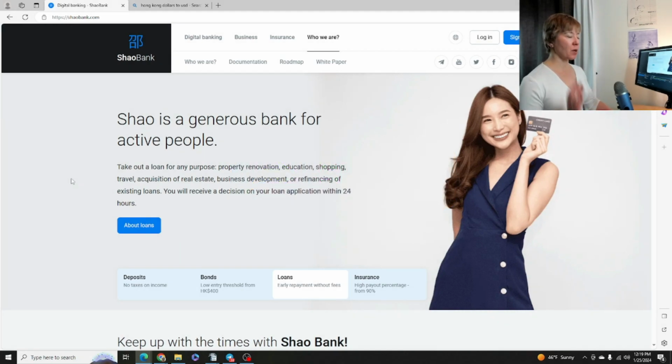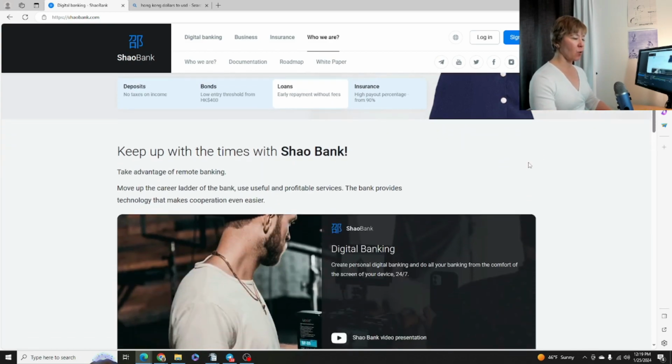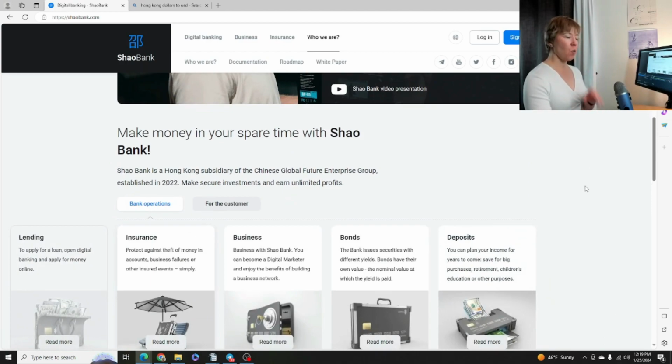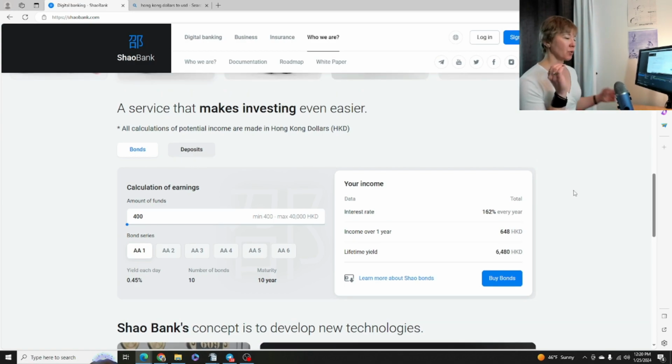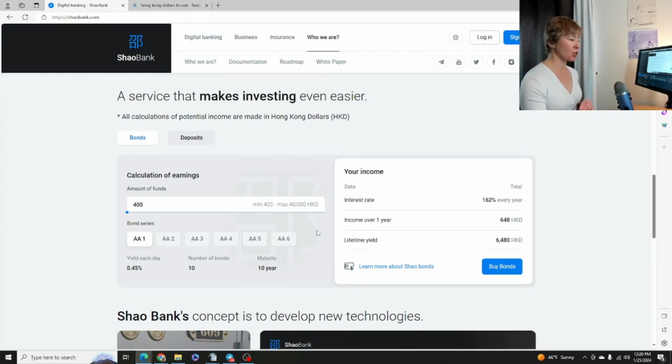So we are at the homepage here, where I always like to start. There's a lot of information here. I did go over quite a bit of this, but let's go over what they offer us investors here. You are buying bonds in Shao Bank. You could also get loans. You could also get a card here. I did mention that last time. But again, let's go over these plans here, the bonds that you would purchase.